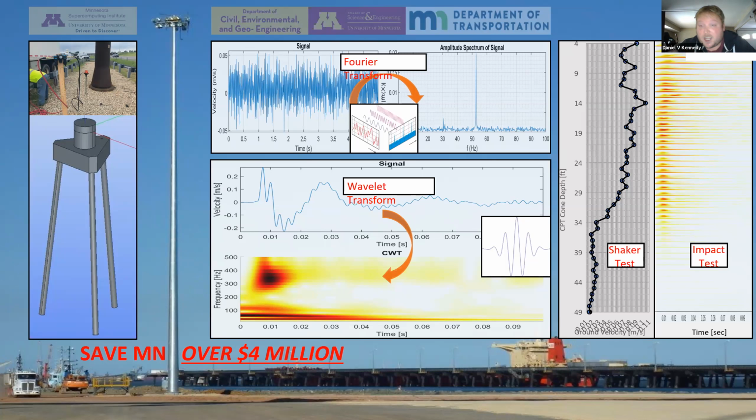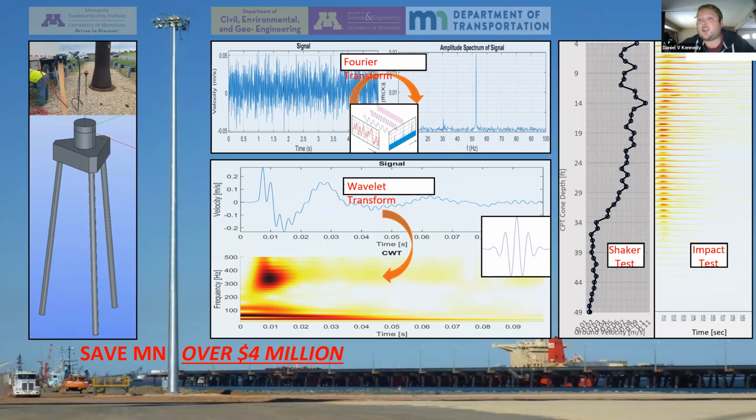Method number 2 is the hammer impact test. This is done in conjunction with the shaker test. The hammer triggers our data collection software, where we can listen for the first wave. This uses a wavelet transform to transform that time signal into the frequency components, which is seen on the y-axis. And then we can pick that first wave arrival out in time.